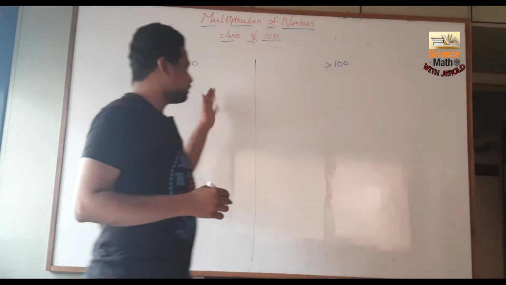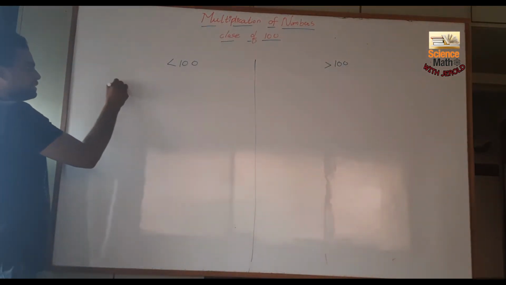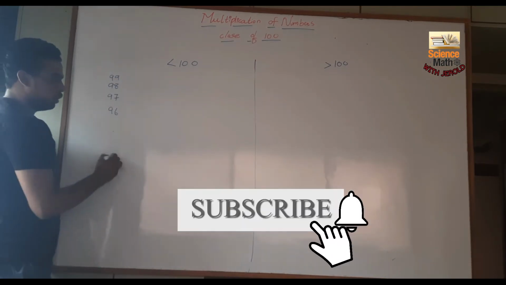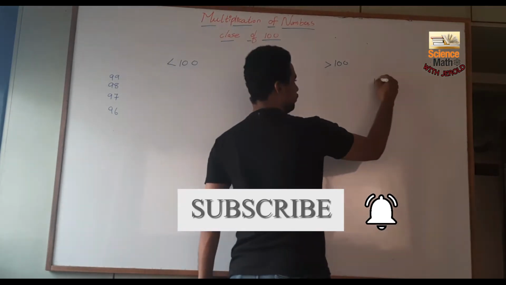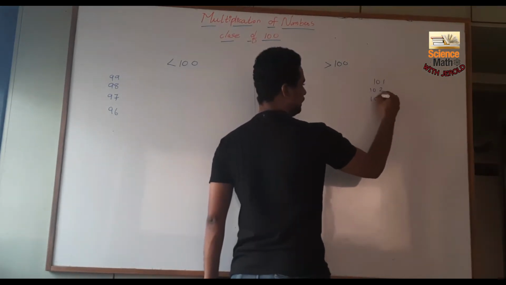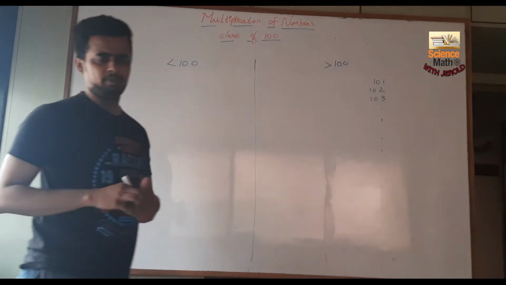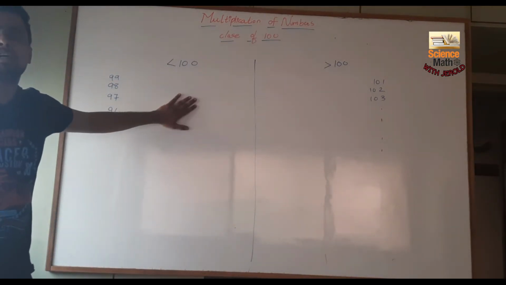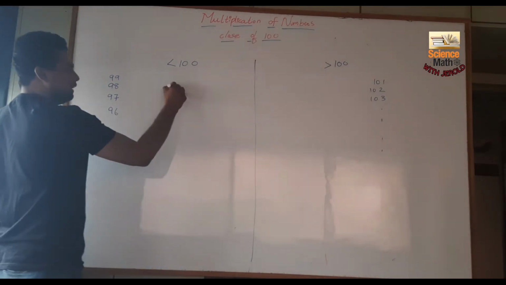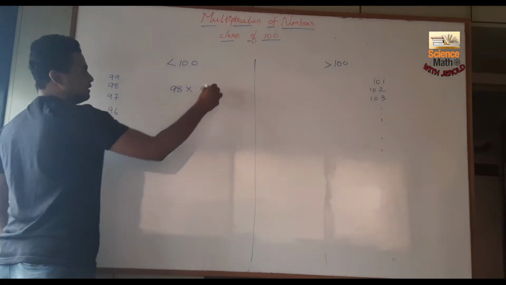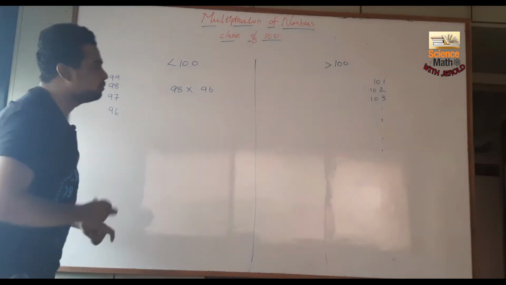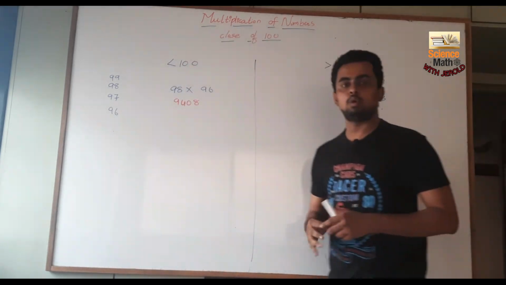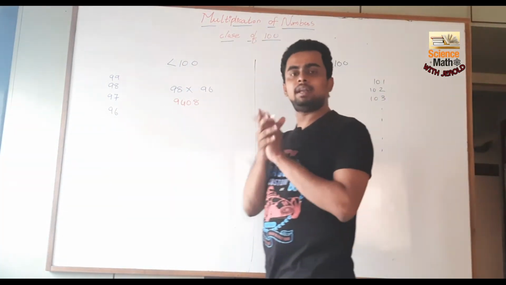Numbers that are smaller than 100 are, for example, 98, 97, 99, 96 and so on. Numbers bigger than 100 are 101, 102, 103 and so on. How are we supposed to multiply these numbers? If I take two numbers, let us say 98 multiplied by 96, and I tell you the answer of this is 9408, how did I get it so quickly? What exactly is the trick for this?